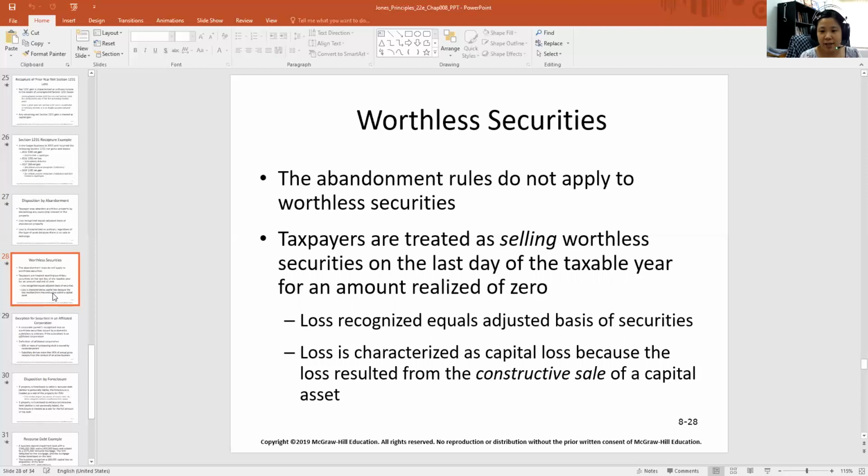For example, you have a $3,000 investment in the stock of some company, and now you don't want it anymore. So you abandon this worthless security, and the loss will be equal to the adjusted basis of the security, and it will be a capital loss when you abandon this worthless security.